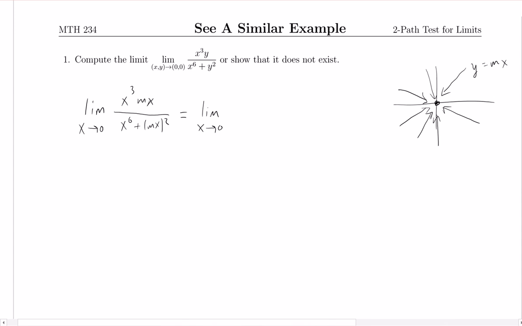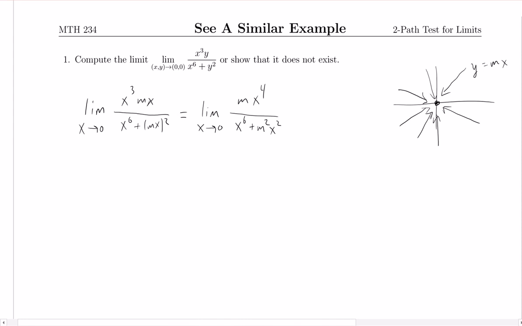Notice I'm writing just the limit as x goes to 0. That's because in this case, if we're approaching along a line y equals mx, if x goes to 0, then y also goes to 0. So it's sort of redundant to write that the y coordinate is going to 0. Okay, let's simplify. So we get mx to the 4th over x to the 6th plus m squared x squared.